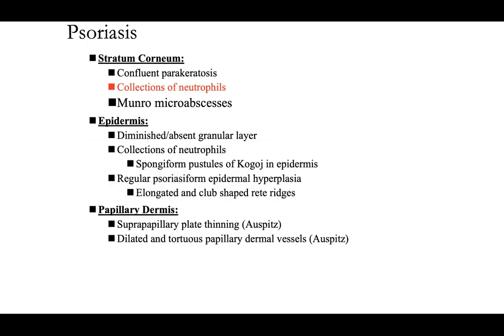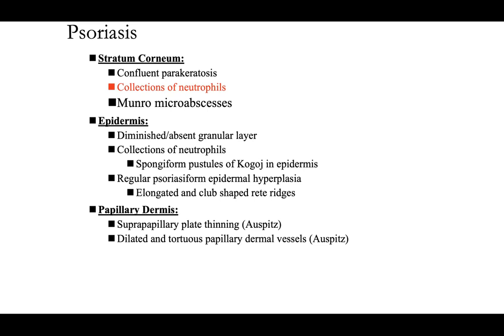So how do we think about psoriasis in terms of histology? What you're going to see in the stratum corneum classically in untreated psoriasis is a confluent parakeratosis. Collections of neutrophils are absolutely key for classic untreated psoriasis, and Munro microabscesses, which are collections of neutrophils in the epidermis. The epidermis also contains a diminished or even absent granular layer, and this is pretty diffuse across the specimen in classic untreated psoriasis. And this is what we're referring to when we talk about psoriasis, because treated psoriasis can lack some of these features and make it a little bit more complicated to interpret.